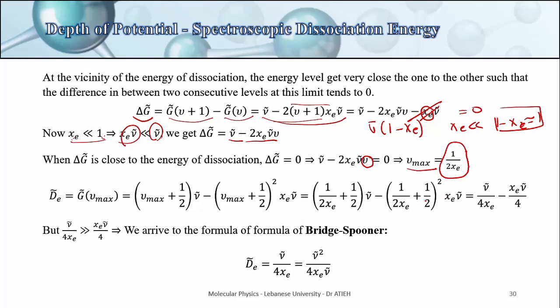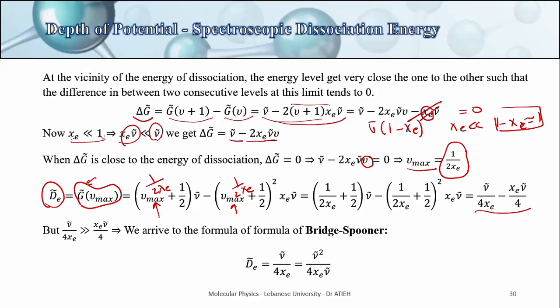Now, if we are searching for the dissociation energy, it's simply G bar for this nu max. Remember, G bar is the wave number, or the energy in wave number units, and the dissociation energy is also in wave number. So simply, all we have to do is substitute for nu its value, nu max, which we found to be 1 over 2xe. That's it. So substitute, do your calculations, arrange, and you will get this form.